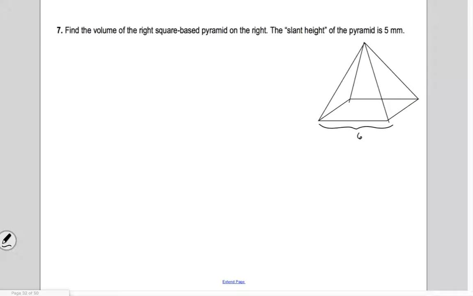All right, so let's find the volume of this right square base pyramid on the right. The slant height. What do you guys think I mean by slant height? Like the height of one of those diagonals. Yeah, this height right here is 5. That's called the slant height, because it's the height along one of the slanted sides. It's like the height of a triangle, but that triangular face.